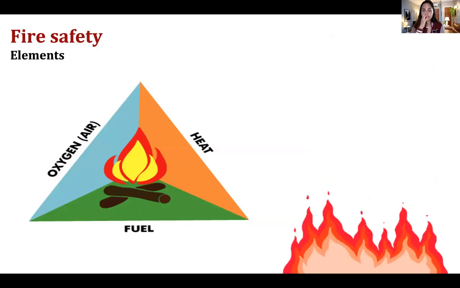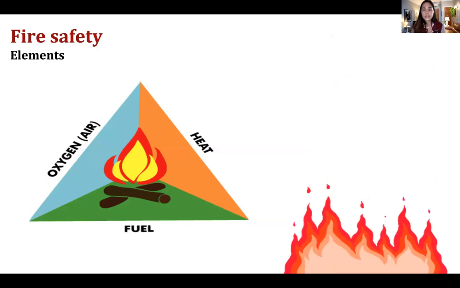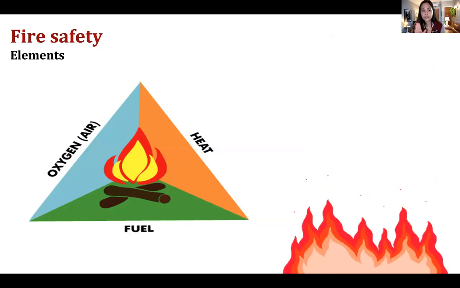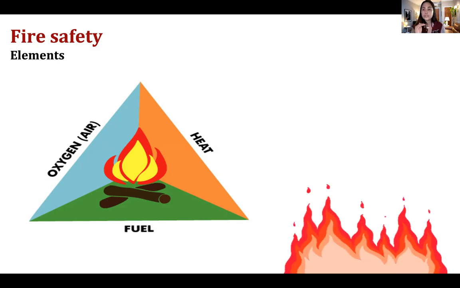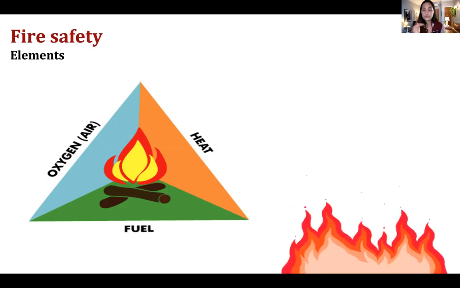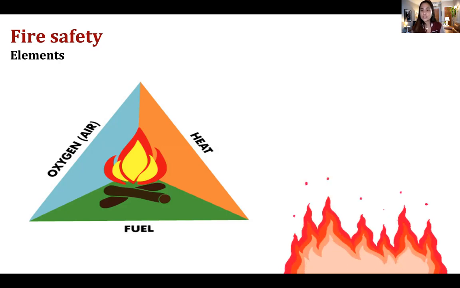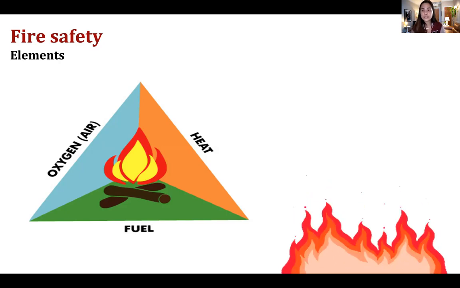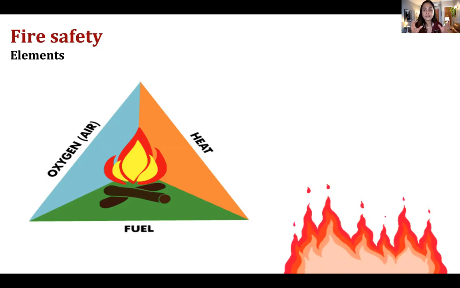So as a nursing assistant, if you have orientation in one hospital, you will be oriented about fire and safety because fire can happen anytime. Remember that the hospital has numerous amounts of oxygen that can cause fire. So we should be aware of what our responses are in case there is a fire. What are the three elements of a fire? If you have oxygen, heat, and fuel, you can create fire.